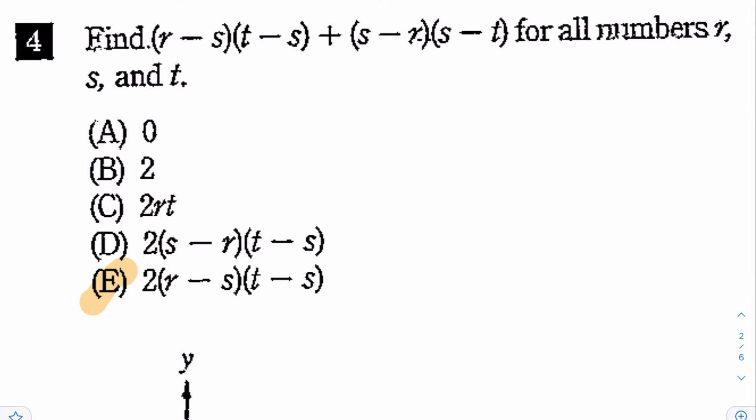Next, for number 4, you have to find (r minus s) times (t minus s) plus (s minus r) times (s minus t) for all numbers r, s, and t. So what you can do here is to rewrite this expression. You see you have r minus s and then s minus r. So when you have a minus b and b minus a, these are called additive inverses.